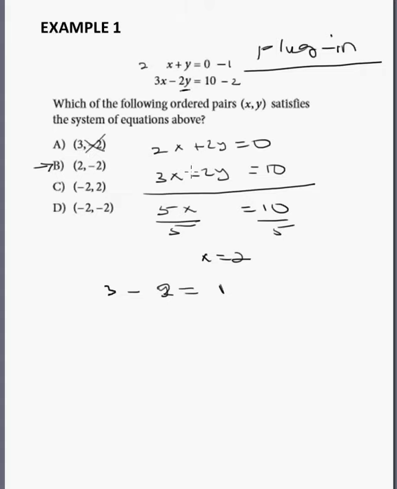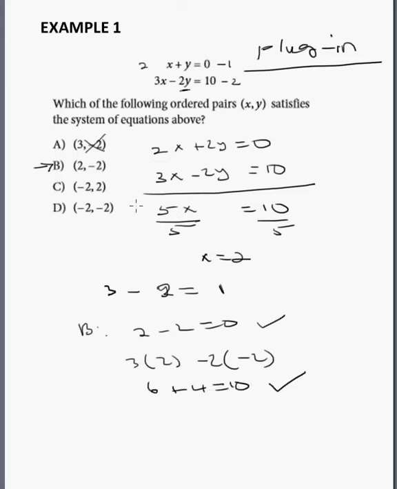And let's start with B. So if you do B, x is equal to 2, 2 minus 2 is equal to 0. This checks for the first equation. Let's try the second. The second equation is 3 times x equal to 2, so 6, minus y, which is minus 2, and that becomes 6 plus 4, which is equal to 10, and that also checks. And therefore, even when you do a plug-in, you know right away you're going to hit B very quick. So that is how you solve this.